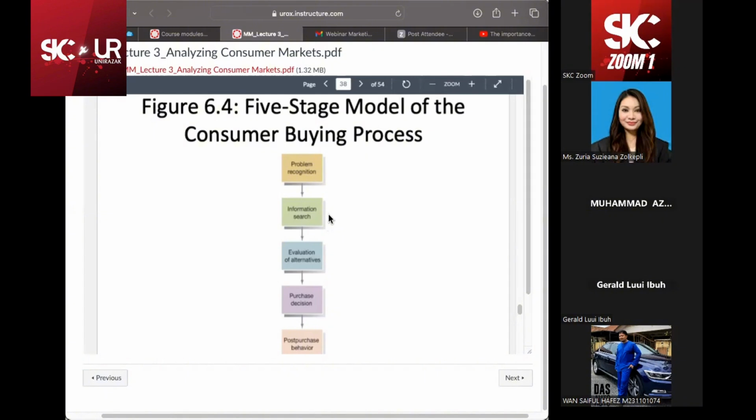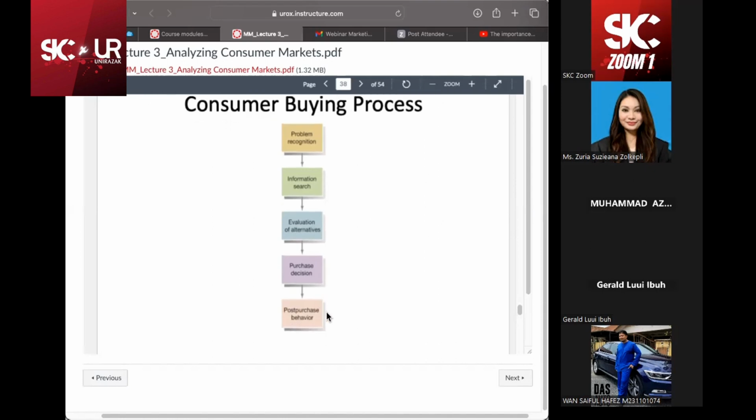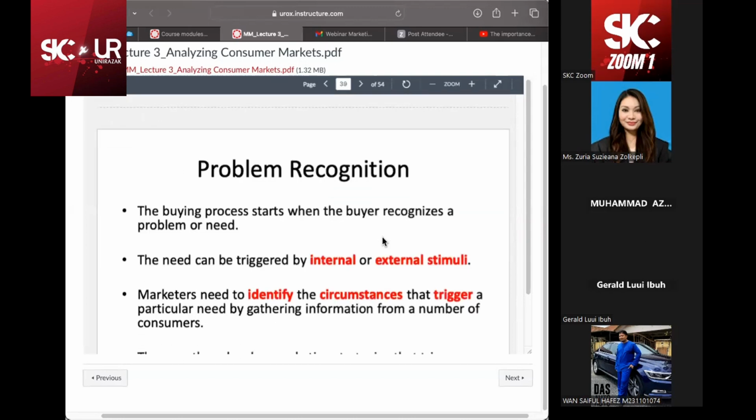Several options from different companies, different models. So this one is the evaluation of alternatives. And after that, we make a decision to purchase, and post-purchase behavior: if we like it, then we become a loyal customer, so we talk about repurchase. If we don't, then that's the end of it. Or along the way, we tend to give feedback to the seller. Like on Shopee, we can rate, we can write a review. So that is post-purchase behavior once we are done with the purchase.